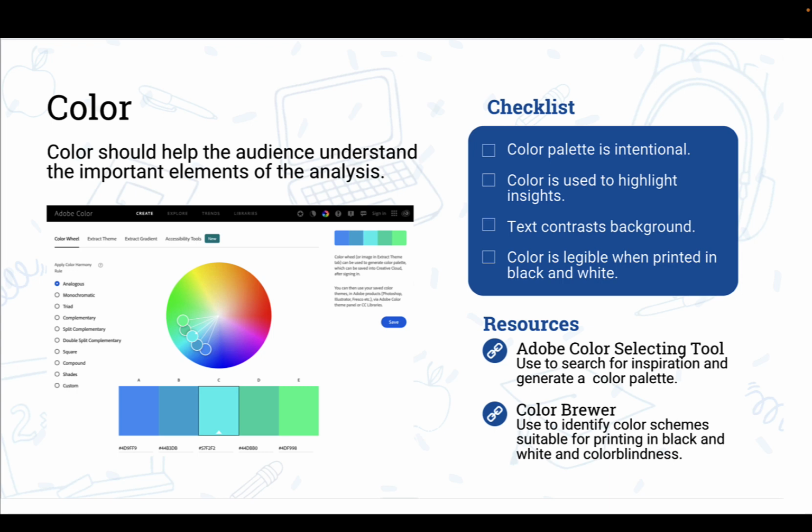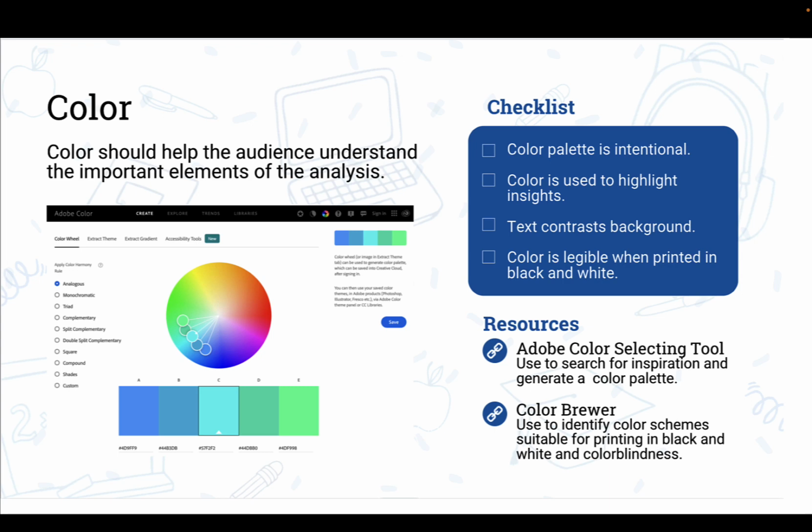You should also ensure that the text contrasts with the background, allowing your audience to read it. A quick tip is to project your presentation or print your chart prior to sharing it out. This allows you to view the chart how your audience will. Oftentimes, colors can be distorted when projected or printed, so if this occurs, you'll be able to adjust. Lastly, you'll need to make sure your color is legible when printed in black and white.